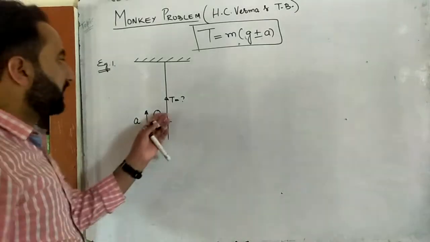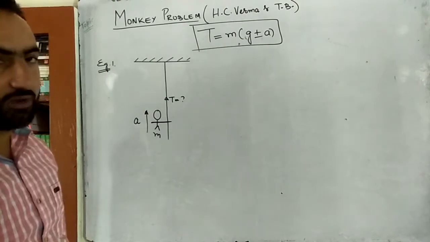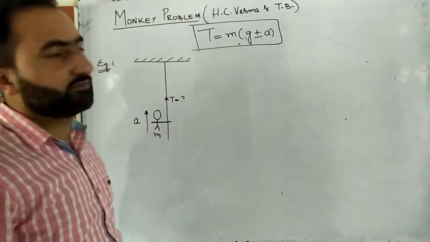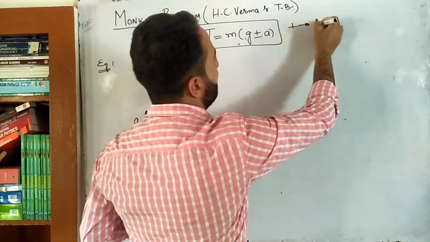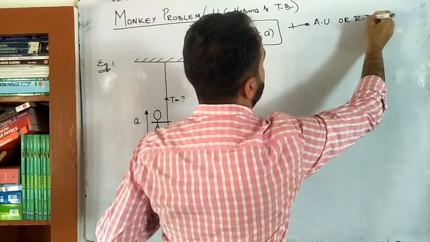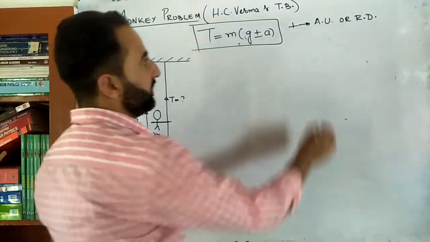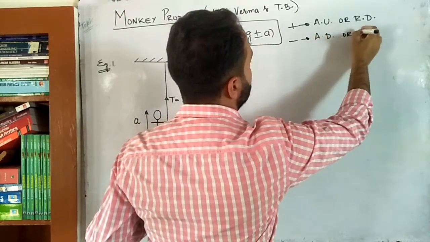Finally, we have calculated the tension in the string using Newton's second law of motion, and the tension comes out to be m multiplied by g plus minus a. The plus sign applies when it is accelerating upwards, or when it is retarding downwards. The negative sign applies when it is accelerating downwards, or when it is retarding upwards.